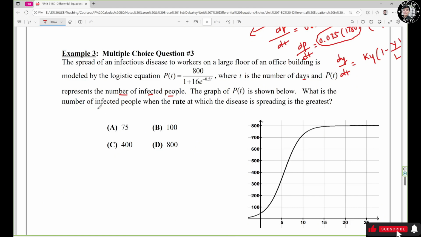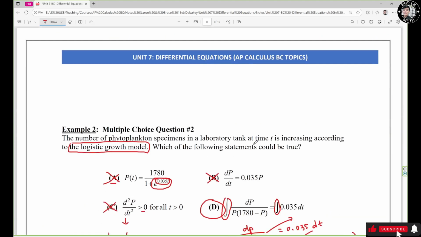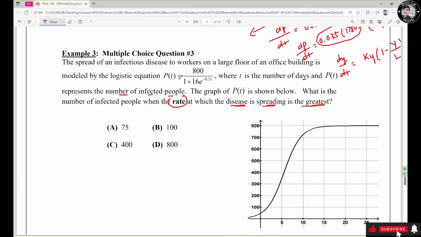What is the number of infected people when the rate at which the disease is spreading is the greatest? Now we're going to take a look at the notes right here. A logistic growth curve increases the fastest when the curve reaches half its carrying capacity. Carrying capacity is the value of L right here, right? So we're gonna look at this one right here.